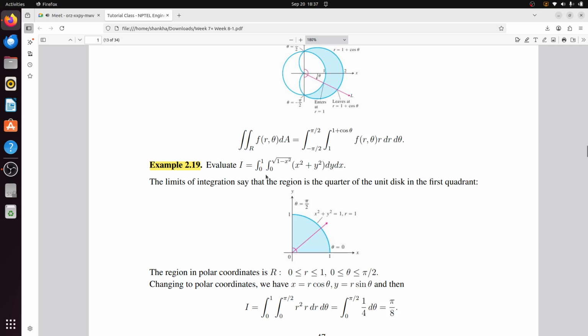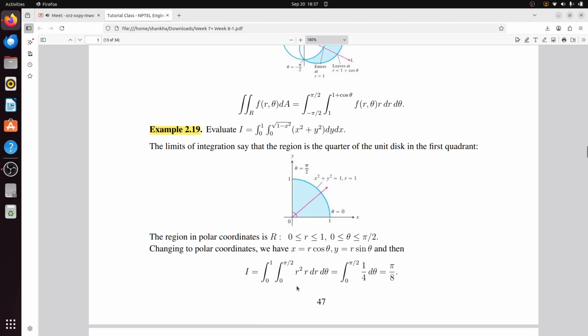Okay, so I equals the integral of (x square plus y square) dy dx. The limits of integration say that the region is the quarter of the unit disk in the first quadrant: theta from 0 to pi by 2, x square plus y square equal to 1, r equal to 1. So r from 0 to 1, theta from 0 to pi by 2, r square into r dr d theta, which gives the integral from 0 to pi by 2 of 1 by 4 d theta. This becomes pi by 8. This is a very easy problem.